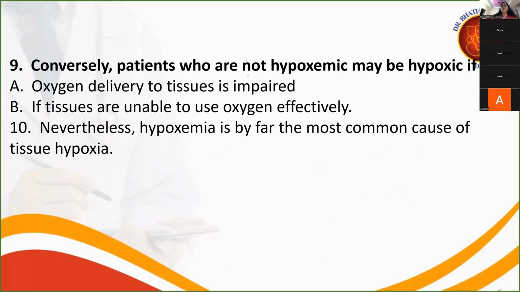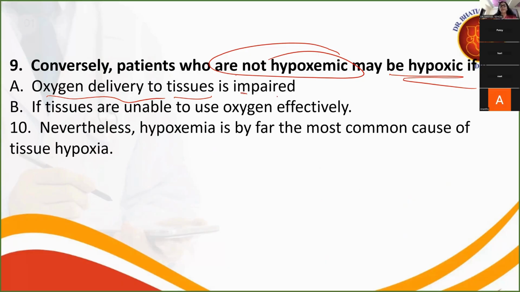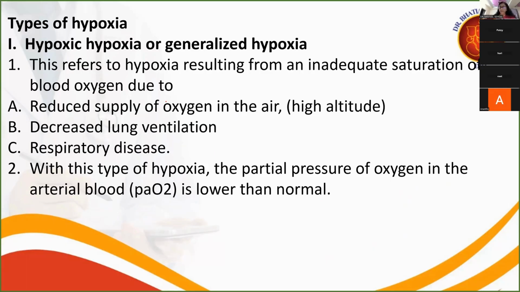Conversely, patients can have hypoxia without hypoxemia, that is oxygen delivery to the tissues is impaired. Or the oxygen delivery to the tissue is not impaired, but the tissues are unable to use the oxygen. So hypoxemia is the most common cause of hypoxia so far. That is what we talk of.